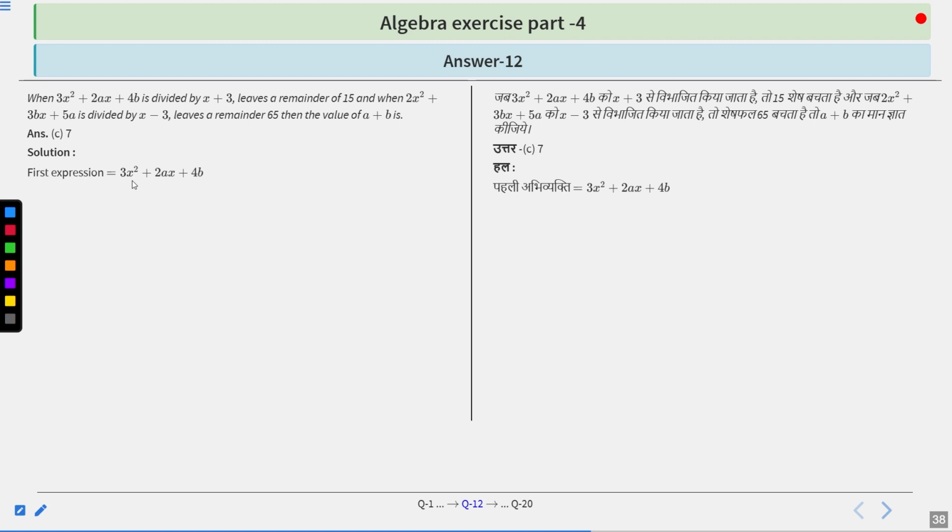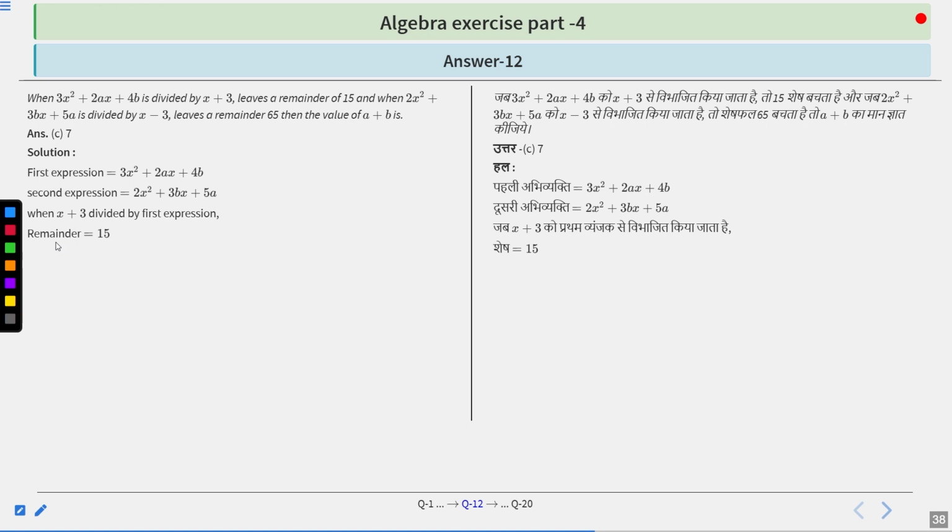So the first expression was 3x square plus 2ax plus 4b, and the second expression was 2x square plus 3bx plus 5a. When the first expression is divided by x plus 3, the remainder was 15. Therefore, putting the value of x as minus 3 in the first expression, we get 3 into minus 3 square plus 2a into minus 3 plus 4b equal to 15.